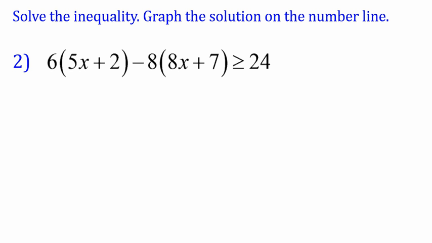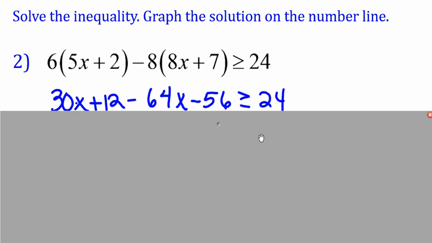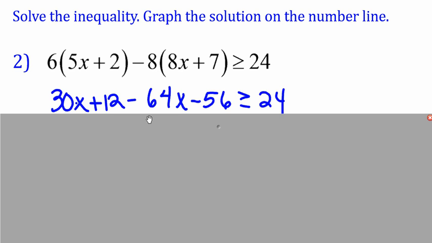So here's our inequality: 6 times the quantity 5x plus 2, minus 8 times the quantity 8x plus 7, is greater than or equal to 24. Again, following the rules that we did before, we have some distribution to do across the addition. So I'm going to distribute 6 to 5x and 2, and the negative 8 to 8x and 7. So I would end up with 30x plus 12 minus 64x minus 56. Remember, a negative times a positive is going to be a negative there. Same thing here, is greater than or equal to 24.